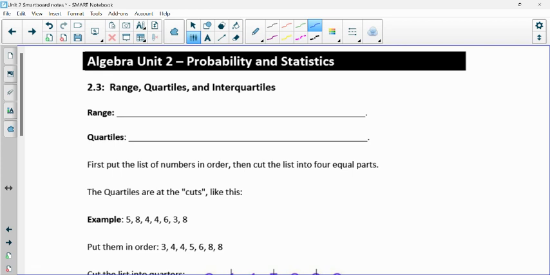All right, so today we're going to look at quartiles, interquartiles, and box and whisker plots. So first thing, we did talk about range a little bit yesterday. Range, remember, is the highest number minus the lowest number. And the whole reason we talk about the range is because it tells us how spread out our data is.